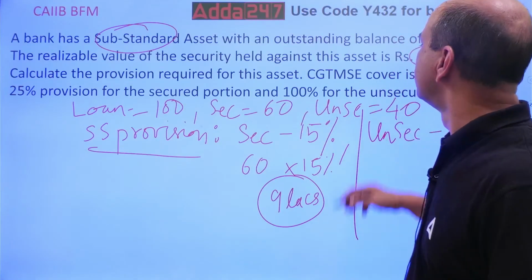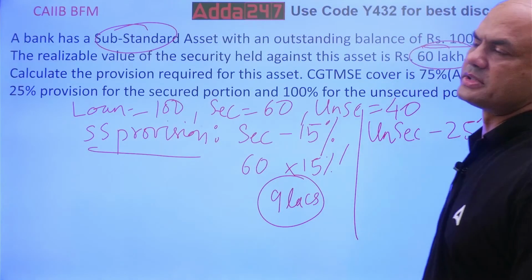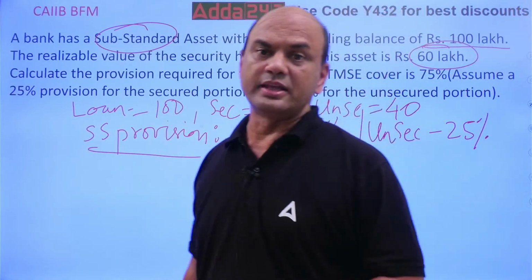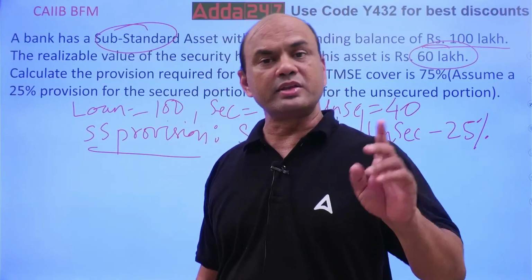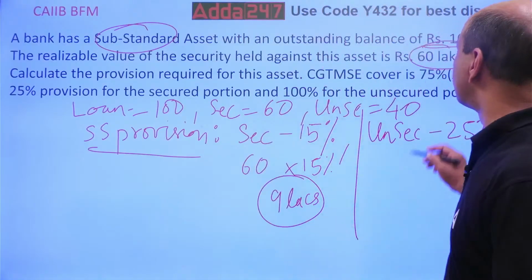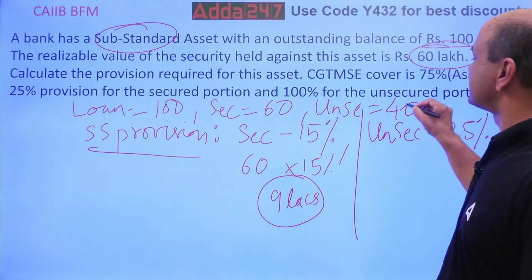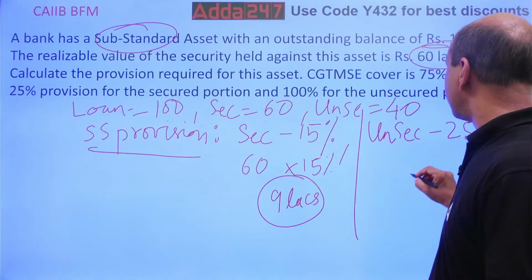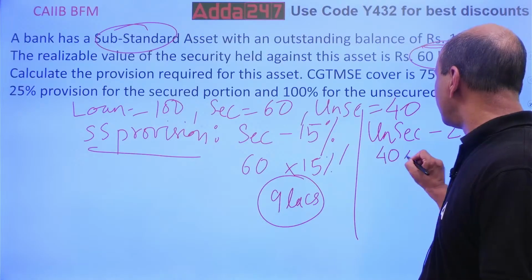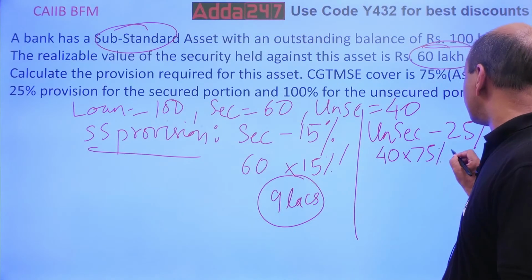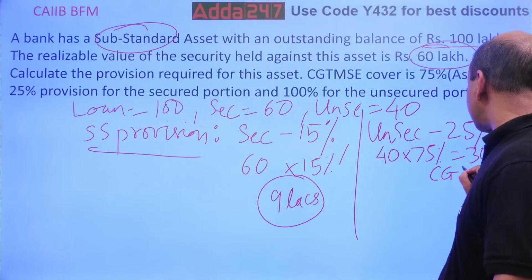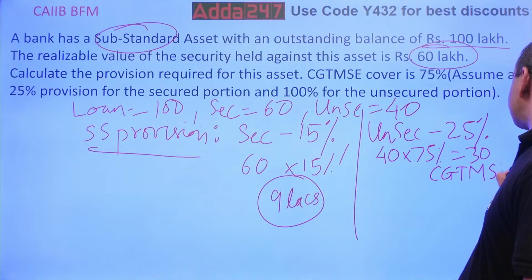But CGTMSE cover is there. Kindly note, CGTMSE cover is central government insurance for MSMEs. But that is always given on the unsecured part only. So 75% of this 40 lakhs. Unsecured means 40 lakhs into 75%. What is that? 30 lakhs. So I am having CGTMSE cover, so I am already insured for this part.